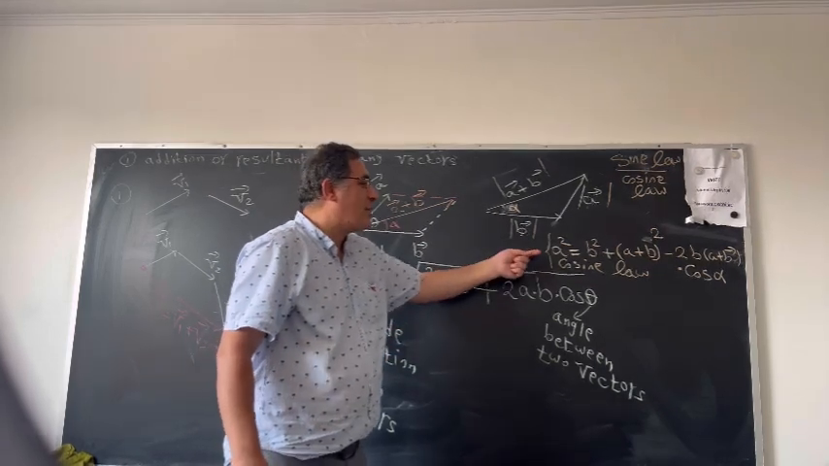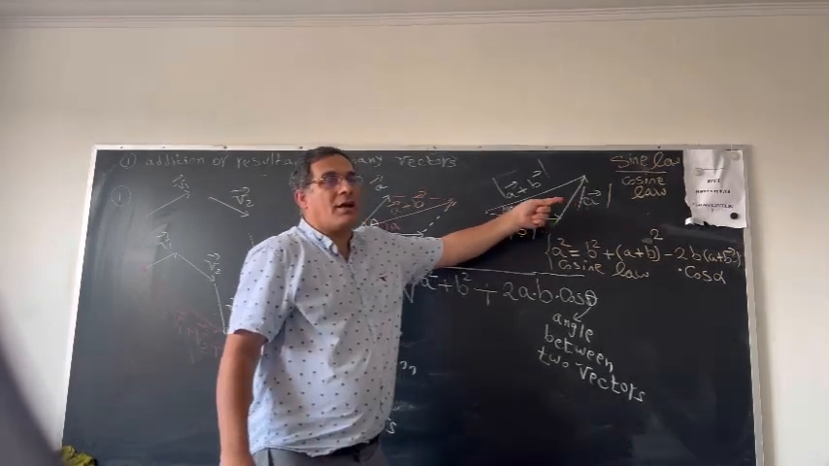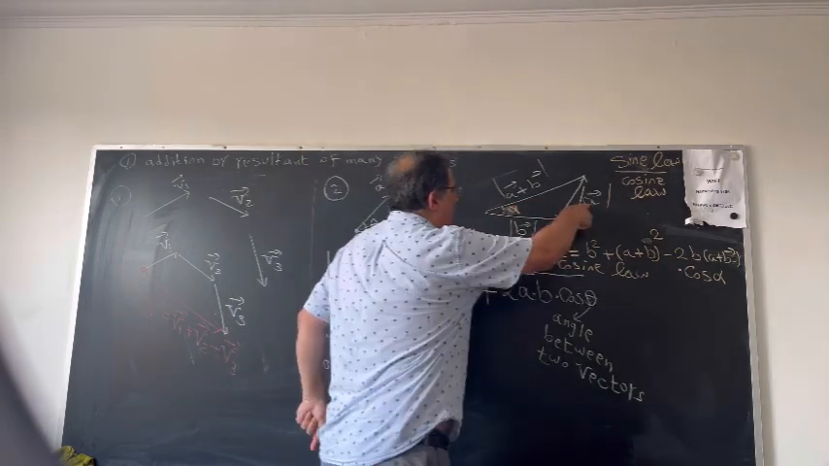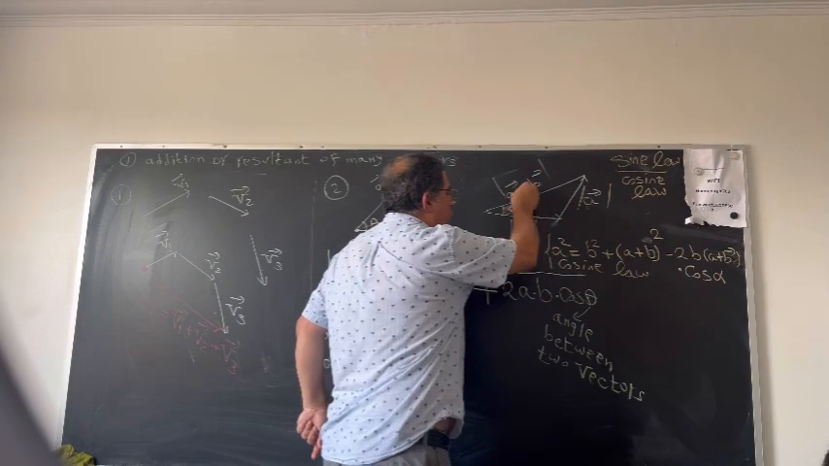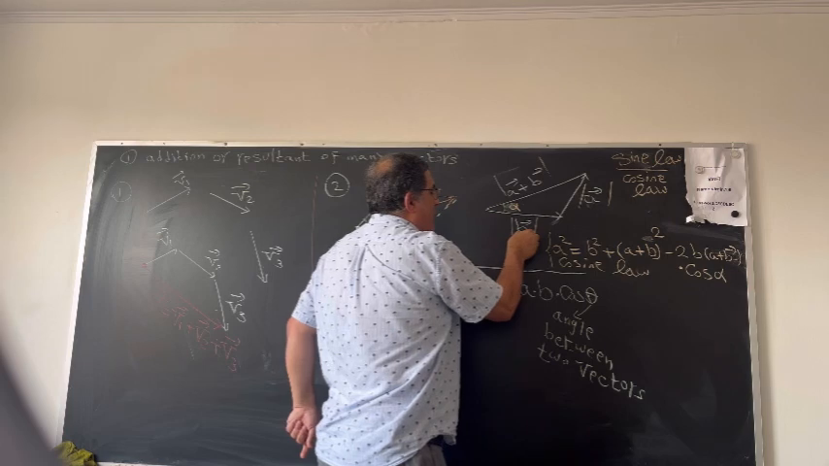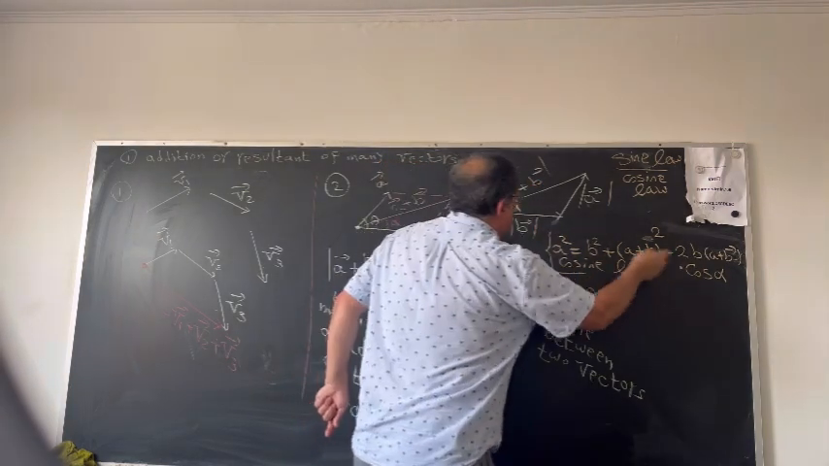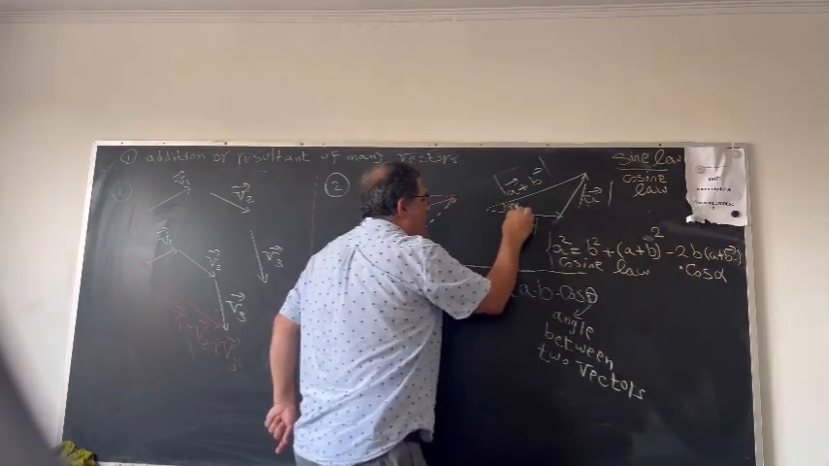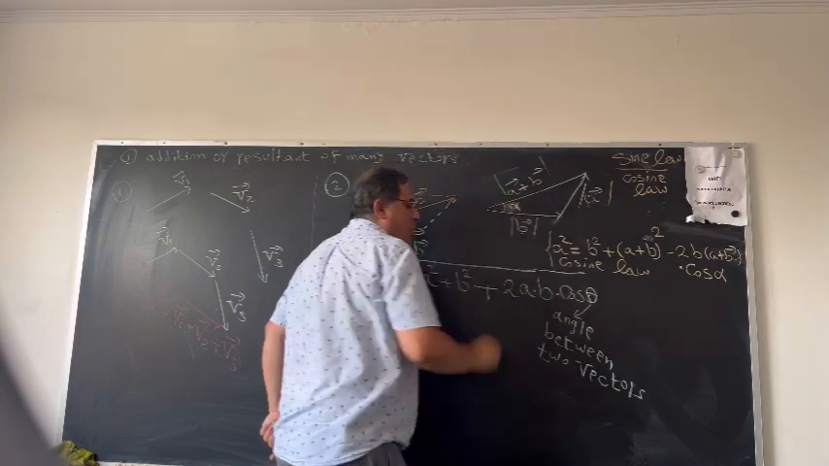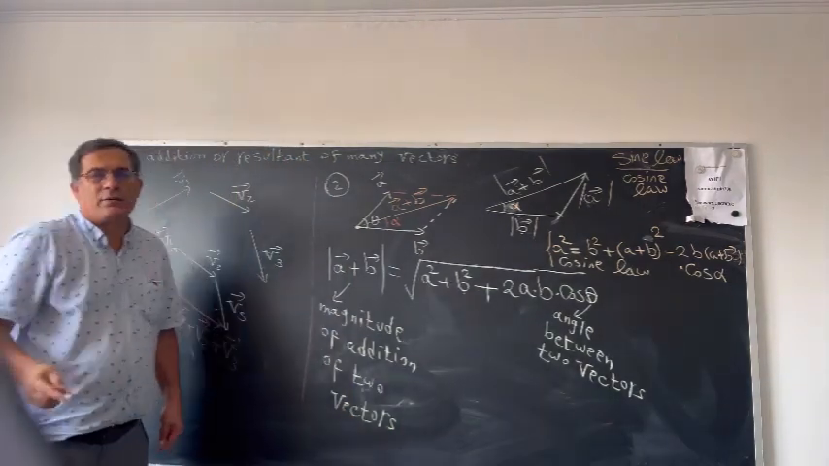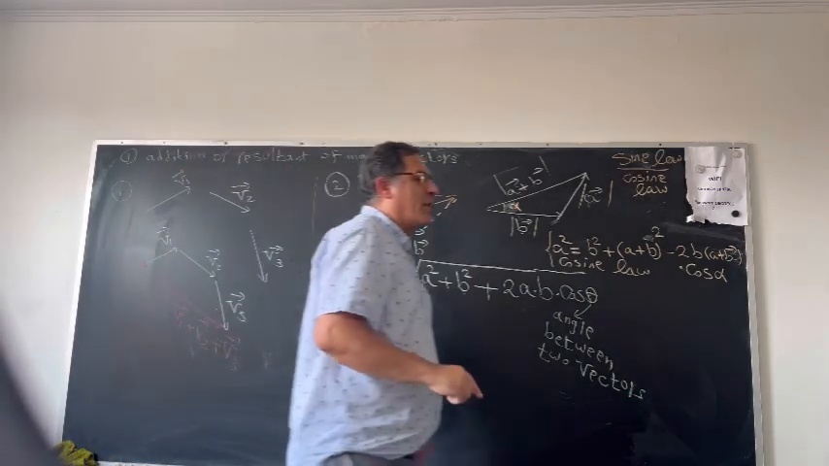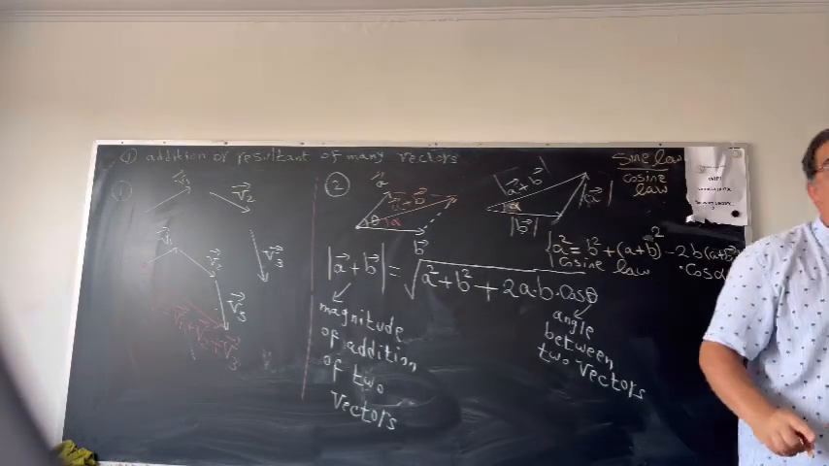So you want to find the side A. Side A squared is the sum of the squares of the 2 other sides minus 2 times the first one times the second times cosine of the angle between the 2 vectors. So again, anytime you want to find the addition or resultant of 2 vectors.